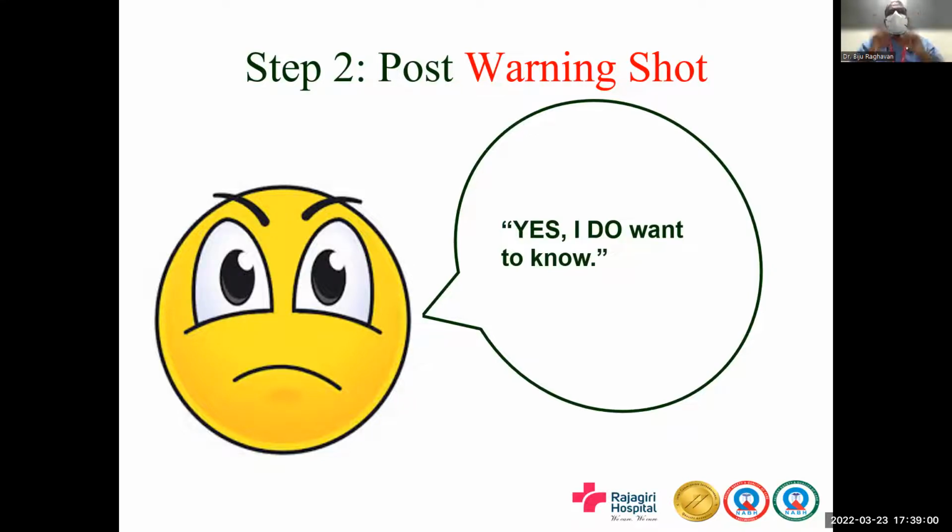So in the individualized disclosure model, the first important thing was we have to identify whether the person sitting in front of you wants to know or not. Warning shot is the tool with which you differentiate a person who wants to know or not. So once you have a patient whom you have identified as somebody who wants to know, no confusion. This person looks into your eyes and says, yes, I want to know. There is no confusion. You can now proceed.